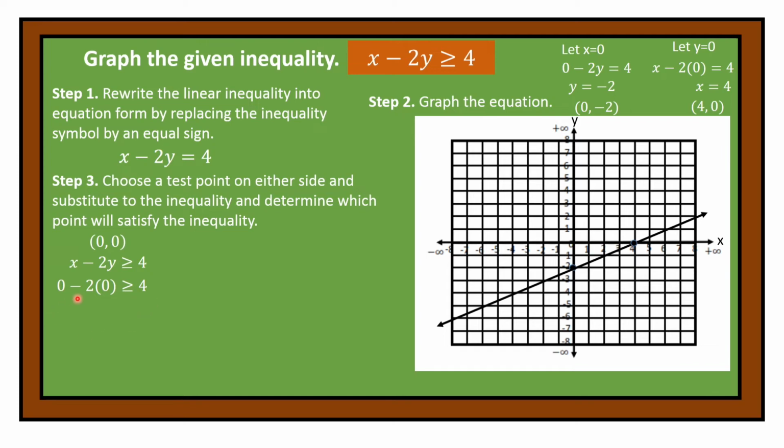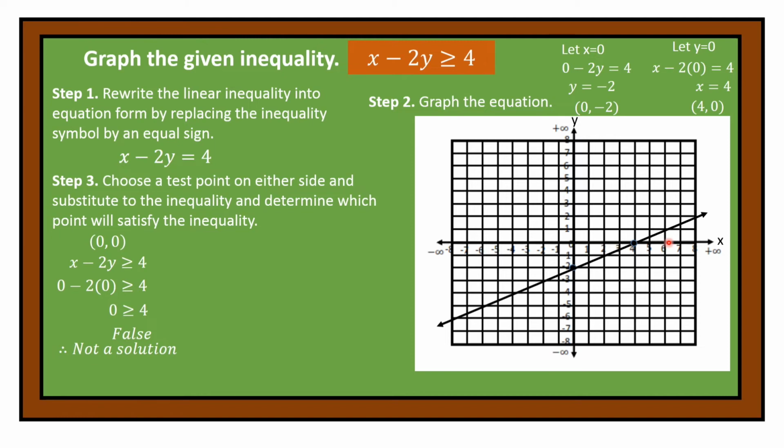So, 0 minus 2 times 0 is already equal to 0. Kaya magiging sagot natin ay 0 is greater than or equal to 4. So, this statement is false. So, ibig sabihin, kung false ito, ang ating 0, 0 is not a solution. So, ibig sabihin, yung half plane na ito ay not solution.